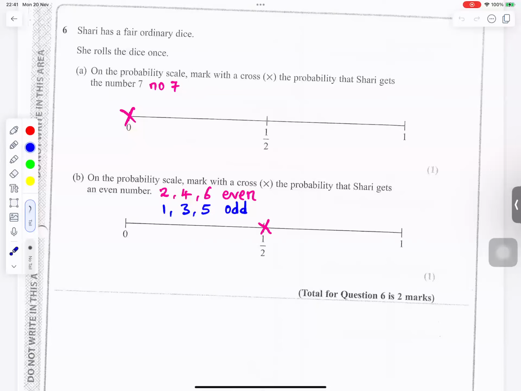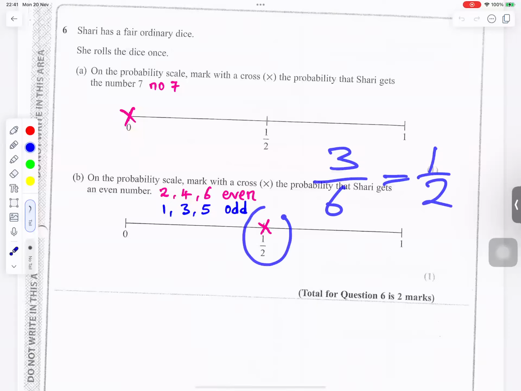On the probability scale marked with a cross, the probability that Sherry gets an even number. There are 3 even numbers, 2, 4, 6, and 3 odd numbers. So it's 3 out of 6, which is 1/2, and that's in the middle.